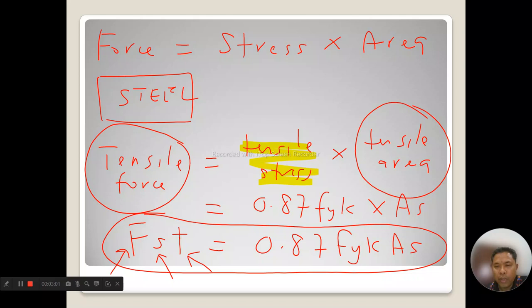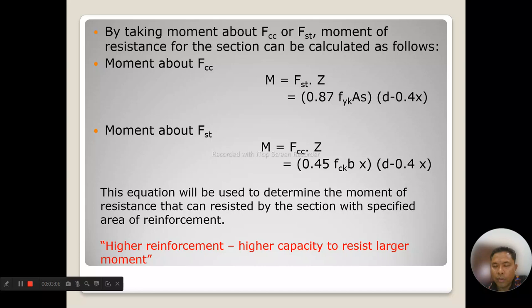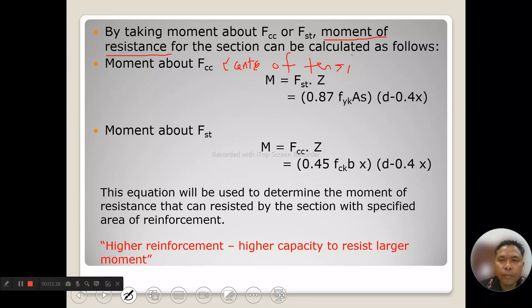Yesterday I also talked about how to derive the moment of resistance formula. You can find the moment of resistance by taking either of two approaches. Yesterday we found the moment of resistance by taking moments from the center of the tensile reinforcement, and then you arrive at this formula. If you take another approach, by taking the moment about the centroid of the rectangular stress block, then you arrive at another formula given by this.